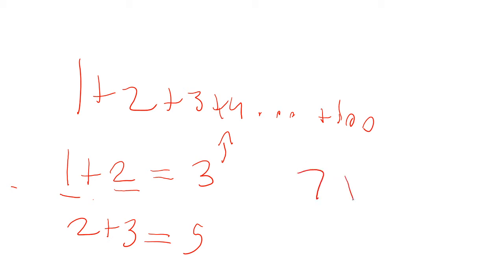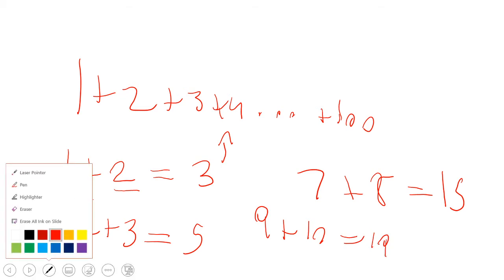Let's try it with 7 plus 8. 8 times 2 is 16. 16 minus 1 is 15. Another bigger number. So it is working. 10 times 2 is 20. 20 minus 1 is 19.